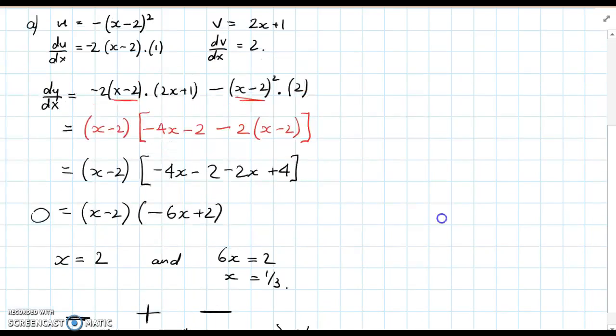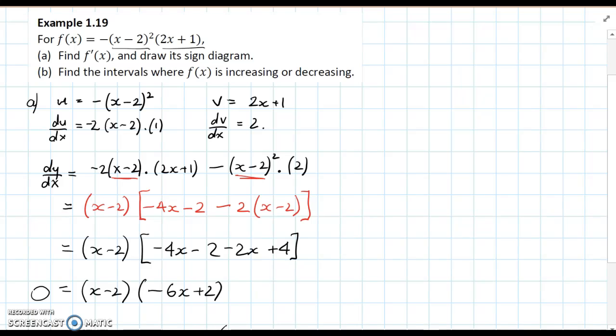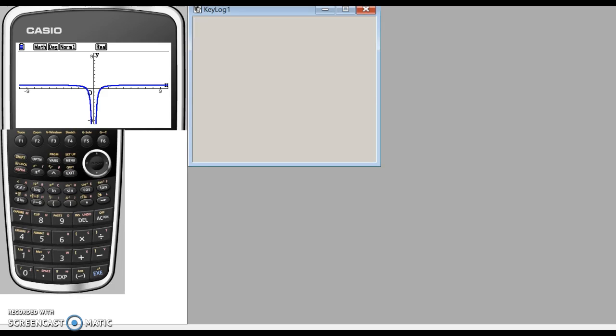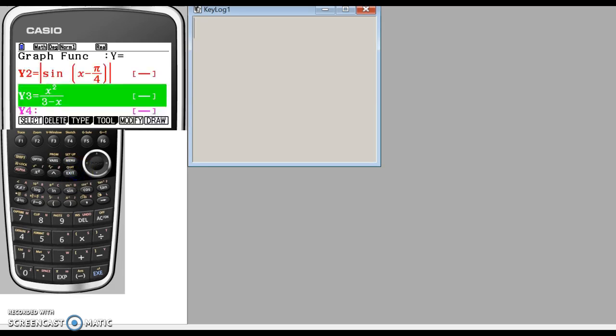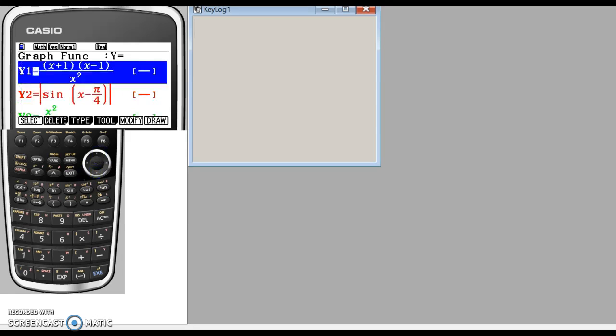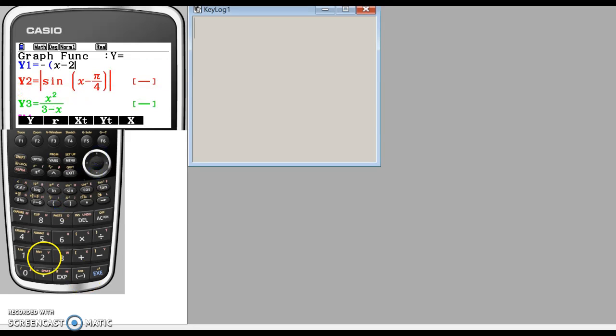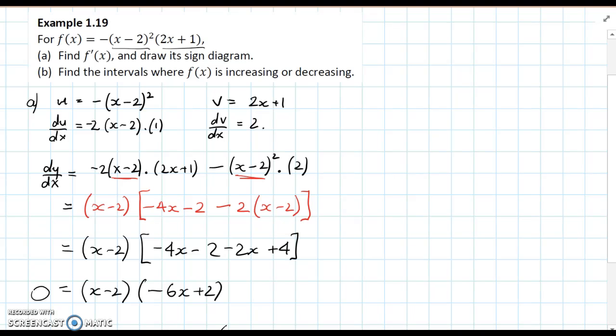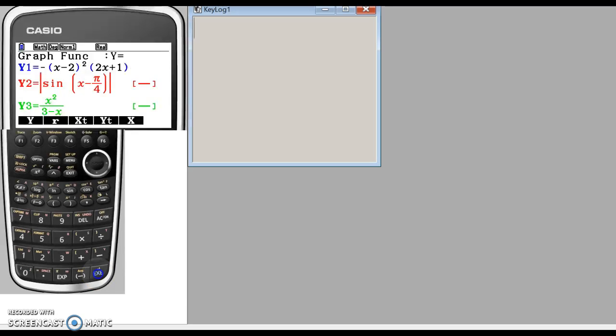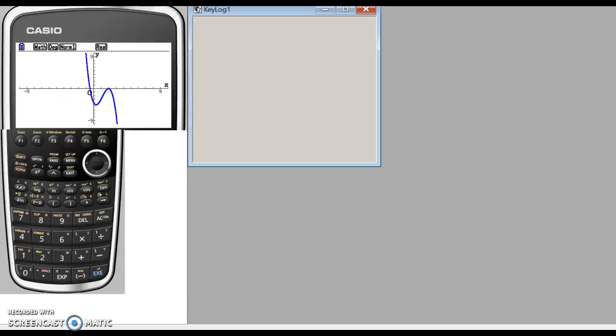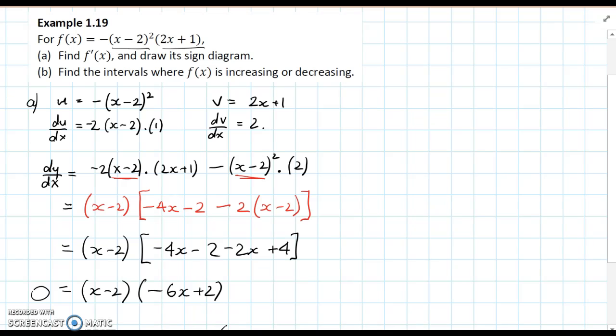We can check that if we were to go back to the original equation in our graph menu. Double check our equation, draw the curve, and we can see that there is a maximum with the slope, the gradient of that line being negative, the gradient of this section being positive, and again negative. So we've drawn a sign diagram.